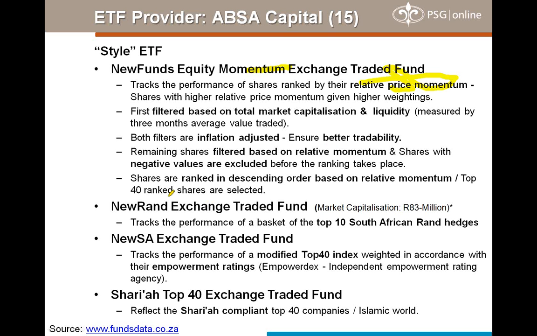So, as I say, you're using someone else's expertise to choose the basket of shares to get involved in. New Rand, by the way, has a market capitalization of 83 million. This tracks a basket of the top 40 Rand hedge stocks. Now, until about a week or so ago, the Rand had been underperforming, or weakening. You should have been exposed to Rand hedge stocks, and this is one way to do that. Through one share, you have exposure to the top 10 shares. Obviously, that would be financial, resources and industrial shares.